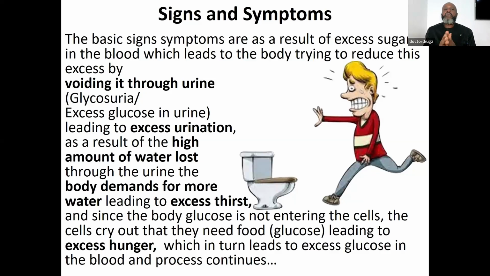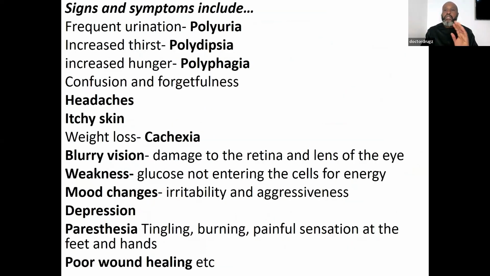And as a result of the high amount of water lost through the urine, the body demands more, leading to what? Excess thirst. That's also known as polydipsia. And since the glucose is not entering the cells, because diabetes is more like starvation in plenty, the glucose is there in the blood, but there's no insulin, or the insulin has lost its function to allow this glucose to go into the cells to produce energy, or probably there is no insulin at all in the first place. And that could lead to what? Excess hunger, because the cells will be crying that they are not receiving any food, and then they begin to throw tantrums and make us want to eat more. And when we eat more, it leads to excess glucose in the blood, and the process continues on and on until it finally finishes the patient if nothing is done about it.